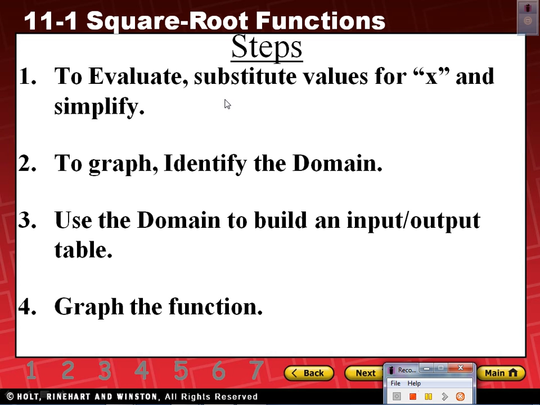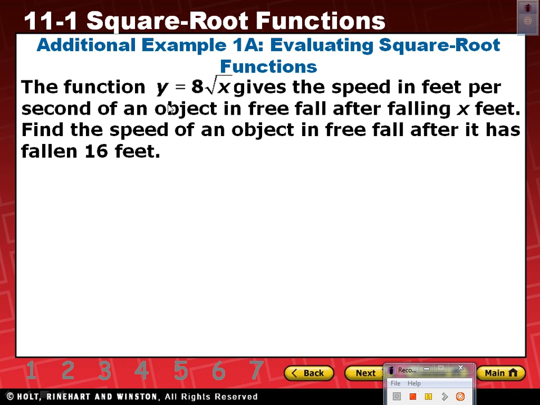All right, so we got our steps. The first thing we're going to do right now is evaluate. We're going to start with example 1A. Copy this down, please. Example 1A: the function y equals 8 times the square root of x gives the speed in feet per second of an object in free fall after falling x feet. Find the speed of an object in free fall after it has fallen 16 feet. You don't have to copy everything, just the black text.